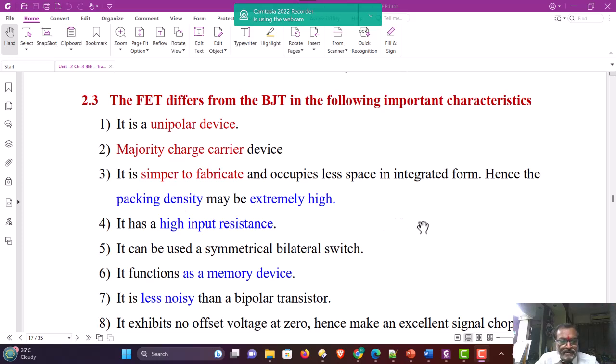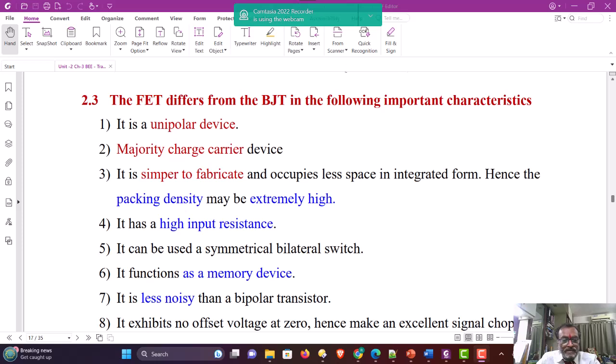It functions as a memory device also. You will see further in the other subject of computer science, the semiconductor memories. The basic building block of the semiconductor DRAMs are the MOSFET devices. There are static RAMs and dynamic RAMs. The MOSFETs are used in fabrication of memory devices because they take very small space, so therefore large memories can be implemented using MOSFET devices.